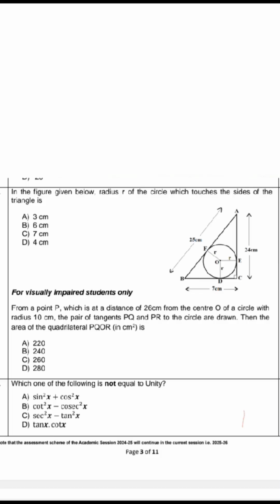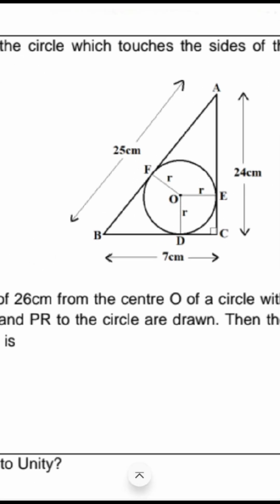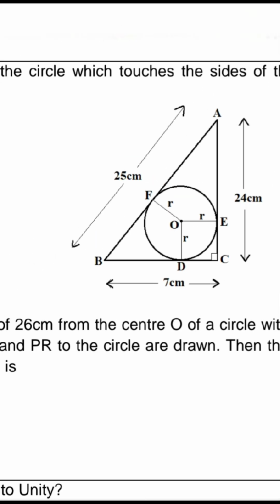Question number 11. In the figure given below, the radius r of the circle which touches the sides of the triangle is. We see here this triangle, in this triangle you see here, you need to find the radius r. How can you find it?